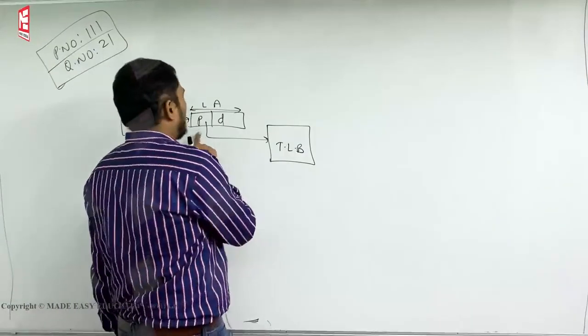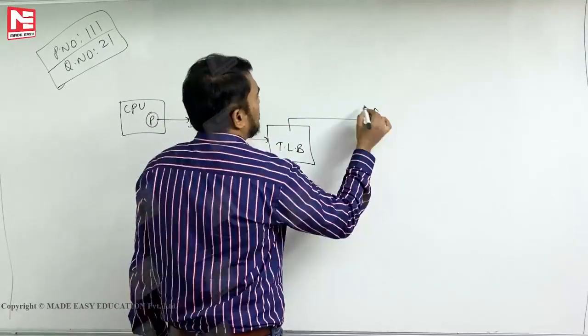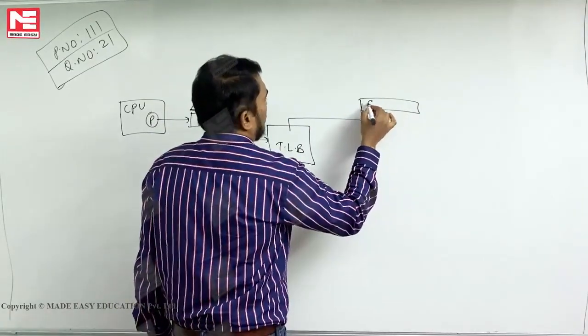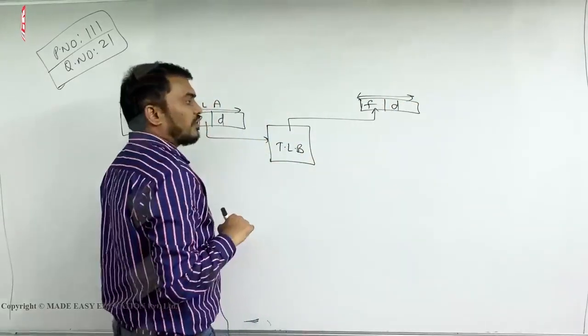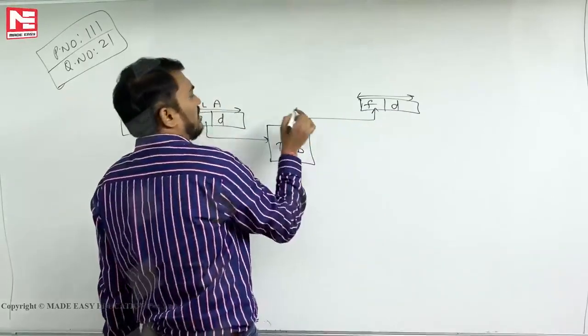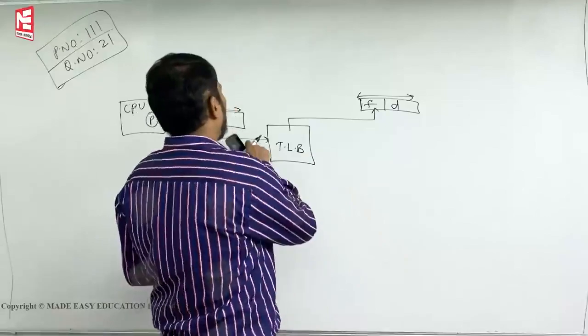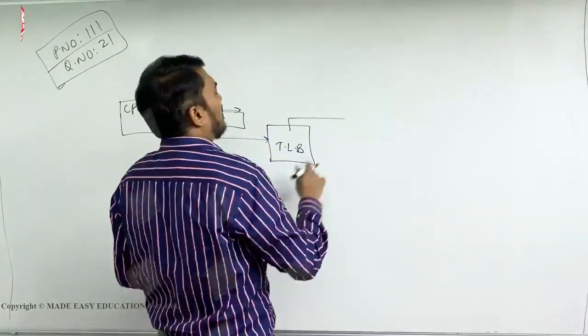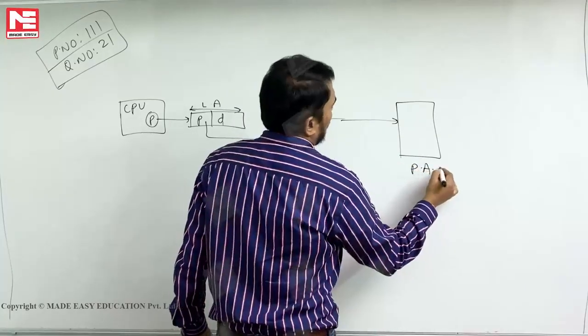So first you take the page number and refer in the TLB. If it is found in the TLB, that is called what? TLB hit. If TLB hit, then directly you get what? The frame number. You get the frame number and make the physical address. I am not writing all that, since I am making a rough diagram and it is not required. The frame number F we get from the TLB directly. So you go to what?